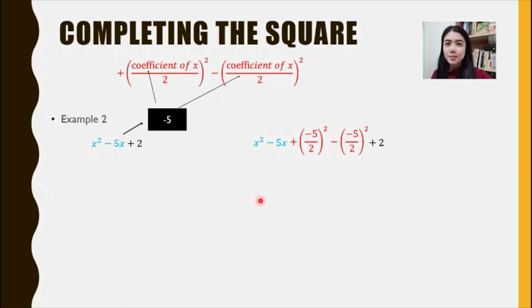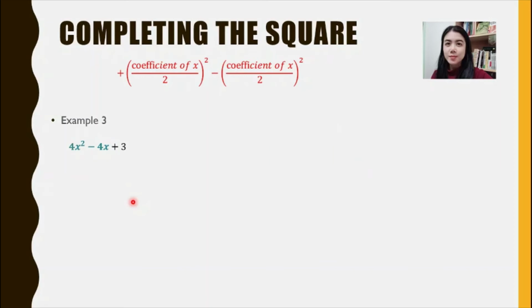Now the next line is to take the x from the x squared and take this number, because this number you cannot simplify. So we have negative 5 over 2, put it here and put the big square for the bracket. For the constant at the back, you have to simplify it. You have negative 5 over 2 squared, and the square will give you 25 over 4. So we have negative 25 over 4 plus 2, which gives you negative 17 over 4. This is the answer for example 2.